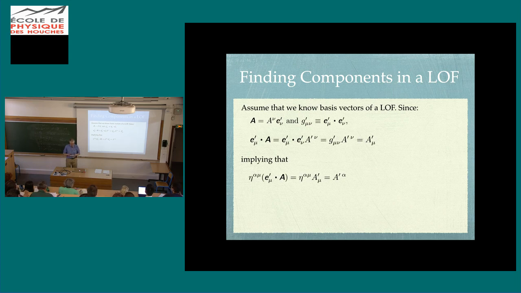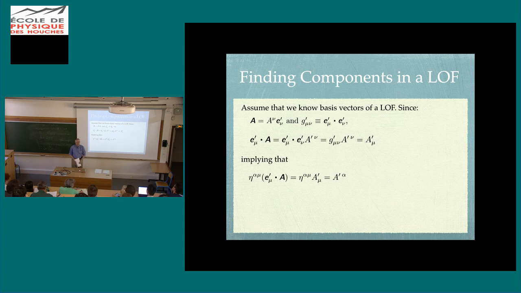Okay? And so you can evaluate the components of the vector A in a locally inertial frame. That's what we're doing here, as long as I can evaluate this dot product. Okay? But the beauty is, the dot product has a frame independent, coordinate system independent value. So you can evaluate that dot product in any coordinate system you like.